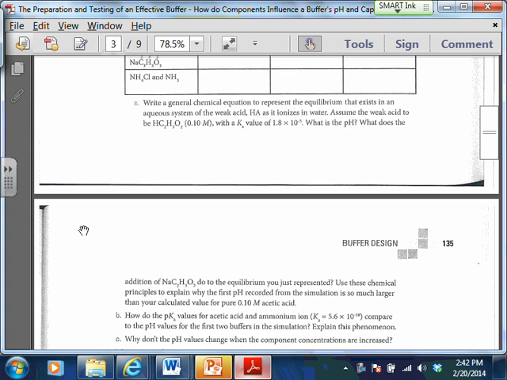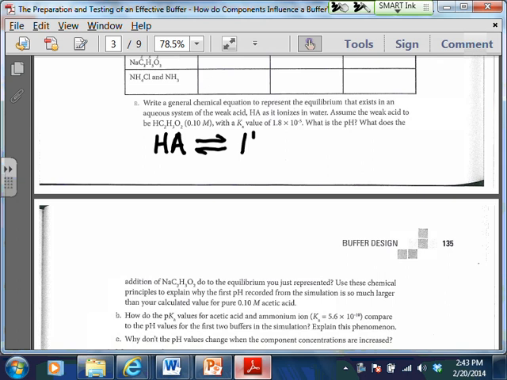and B. And A says, write a general chemical equation to represent the equilibrium that exists in the aqueous system of the weak acid HA that ionizes in water. Assume the weak acid to be acetic acid. What's the pH? So basically what you're doing here, first they just want you to write a general equation for a weak acid, which is easy. We've done this several times already. It's going to dissociate into H plus and A minus, but it's going to be in equilibrium. It doesn't dissociate completely.